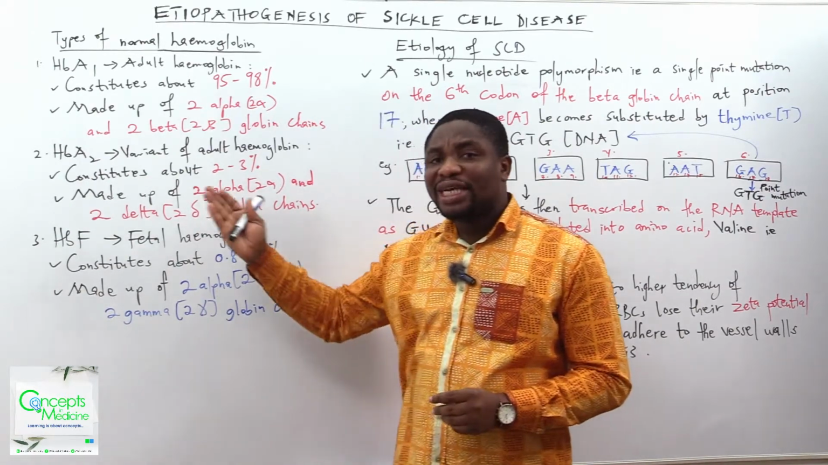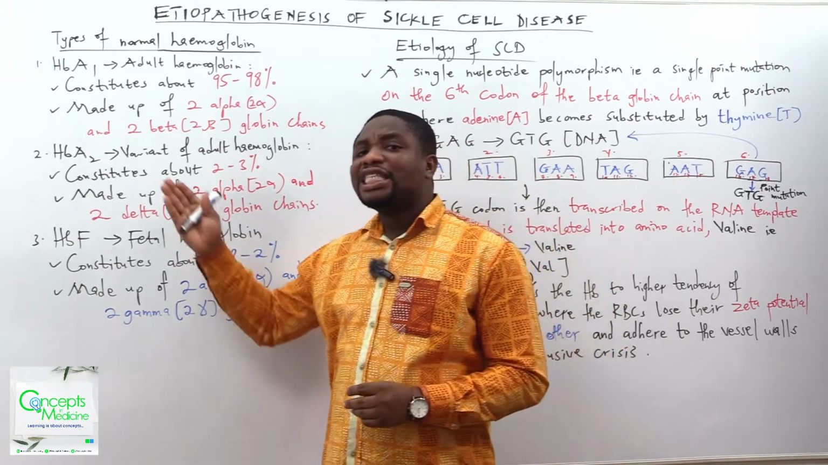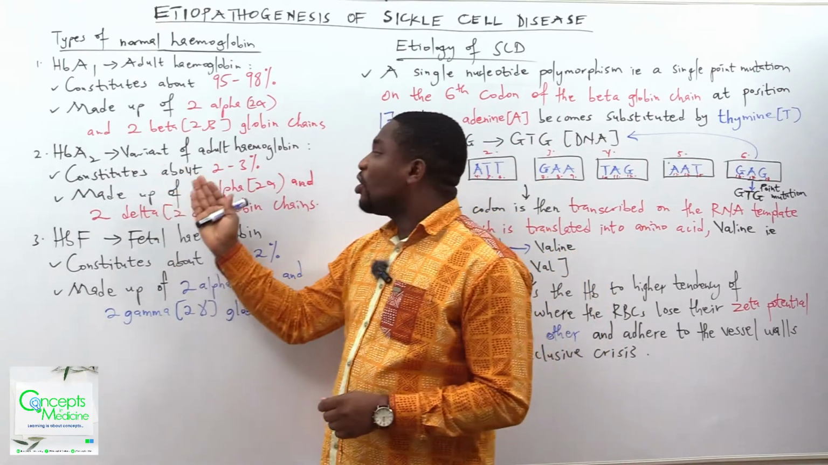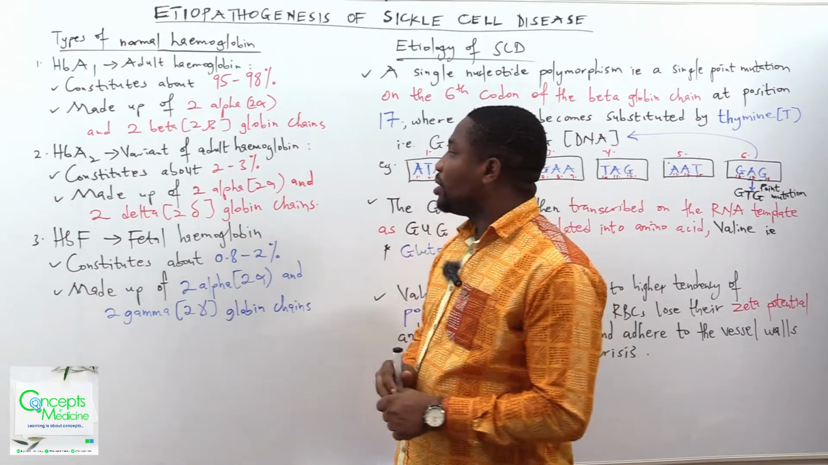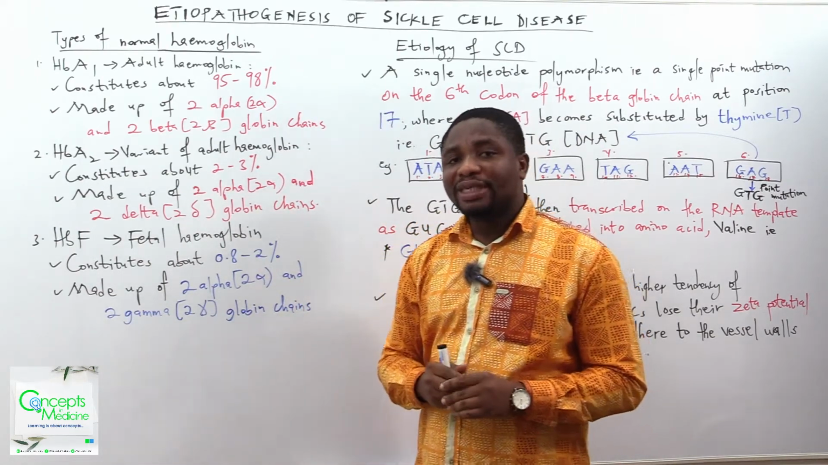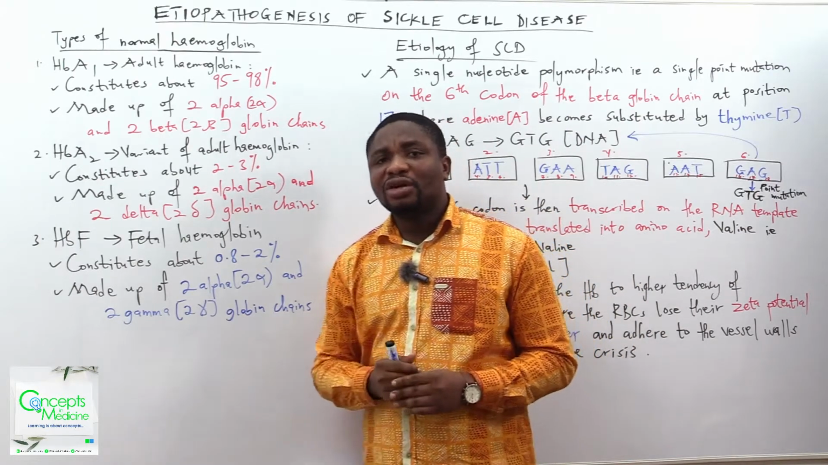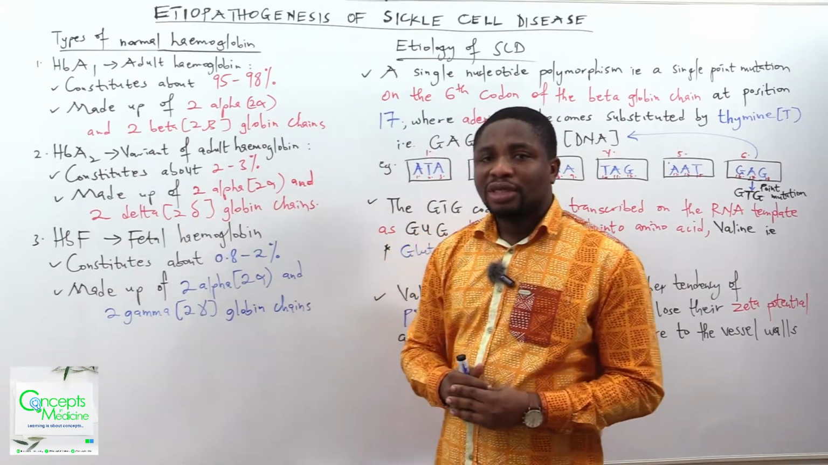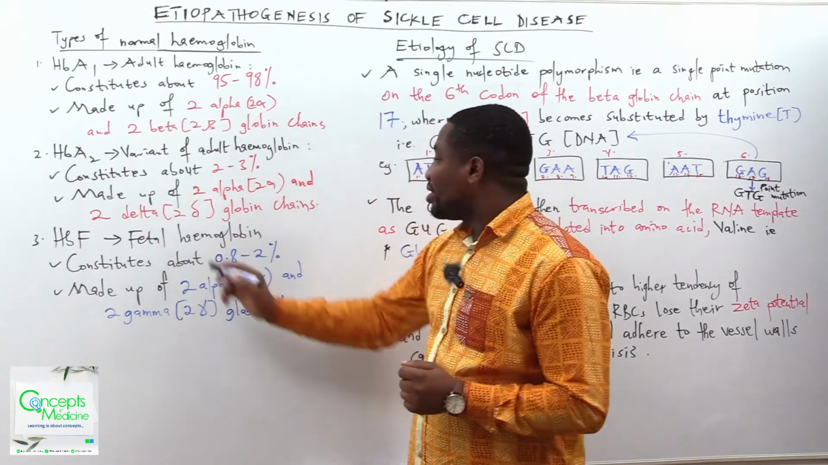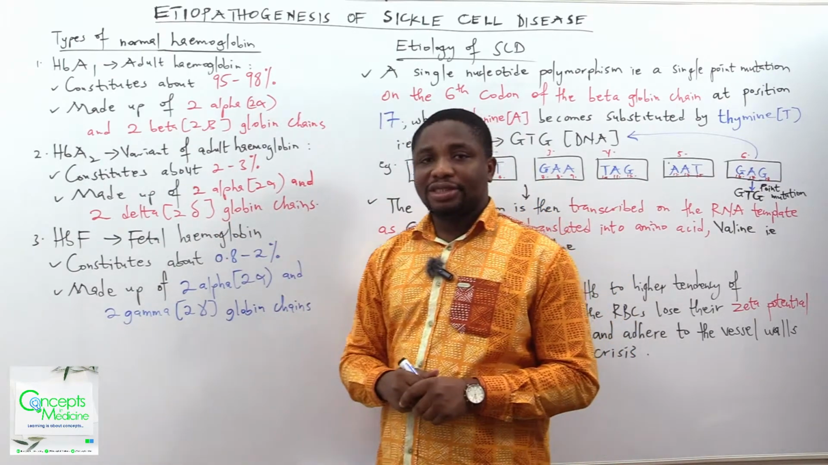All right, let's move on to the next type. That is the HbA2, which is a variant of the normal adult hemoglobin, and it constitutes about 2 to 3% of the hemoglobin in adults, and it is made up of 2 alpha and 2 delta globin chains.